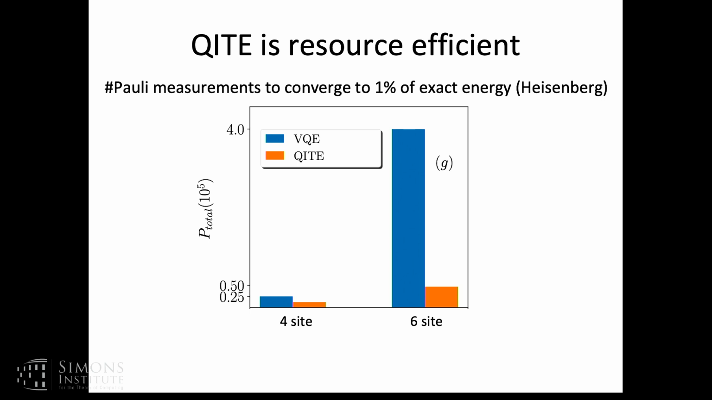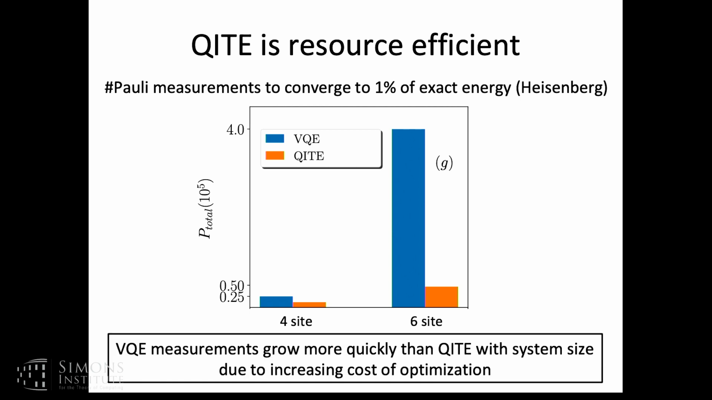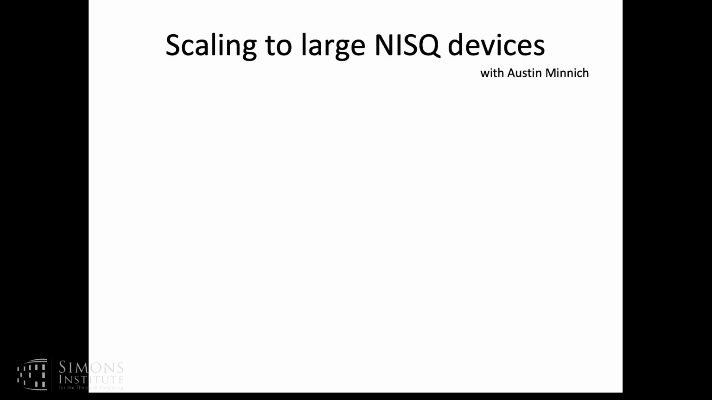And you notice here that there's certainly far fewer measurements that are used in QITE, and this discrepancy gets bigger as the system size increases, and that's really the cost of optimization. At least our experience with VQE is that if you go to more and more sites, then the number of optimization steps to optimize the circuit also increases. So potentially this is something that we can scale to large NISQ devices.